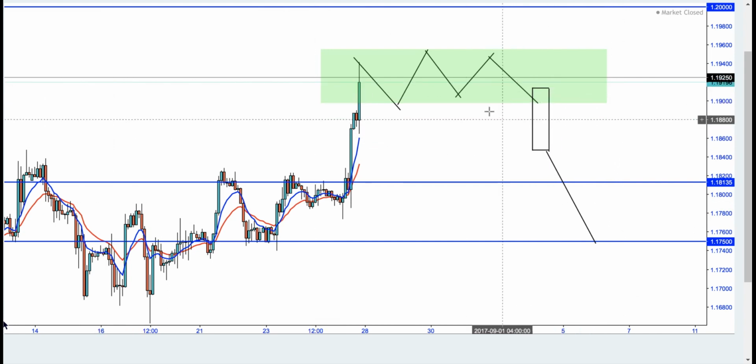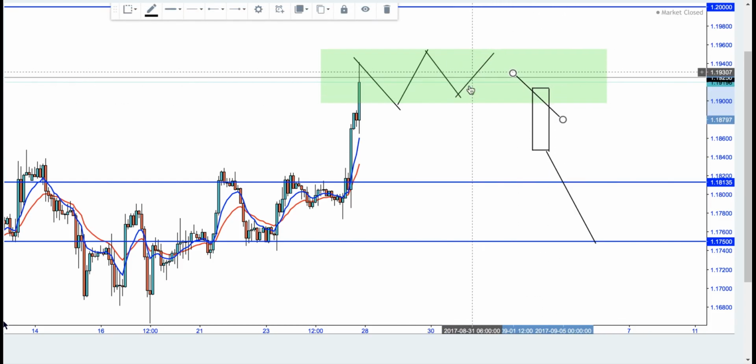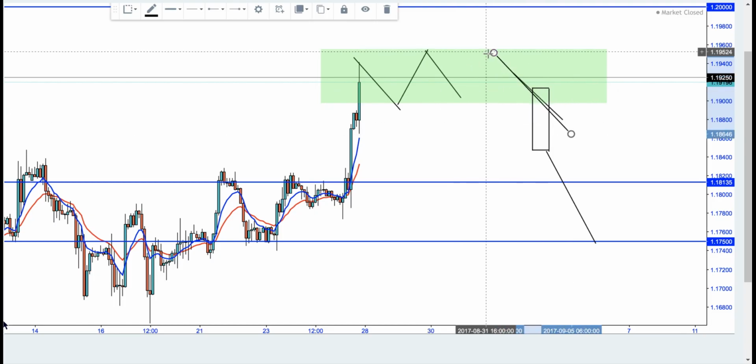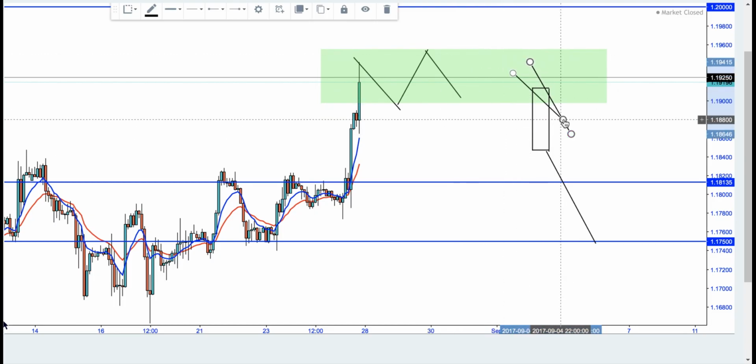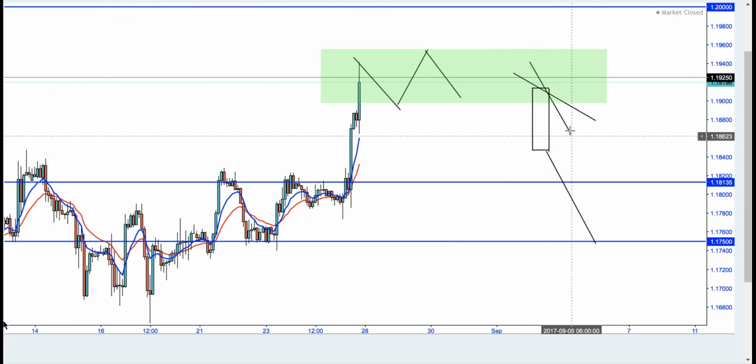But what we can then do is use the MAs on the 4 hour. Say the MAs crossed over to the downside, so the blue then crosses the red. Let's say something like that. We get the crossover, we say boom, okay, that's a confirmation. Let's go short. You are going against the daily and the weekly.